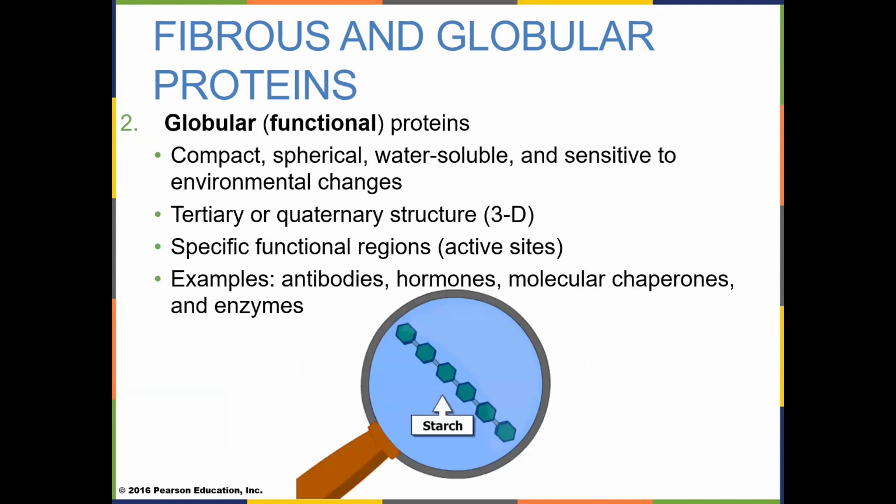If you are a globular protein, totally different. You are water soluble. You're a glob. It's like a scoop of jelly, if you will. That's what you look like. You're very sensitive to temperature changes and to pH changes. You have very specific regions of activity. We call that your active site, for example.